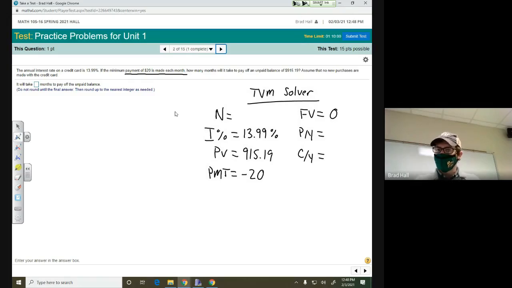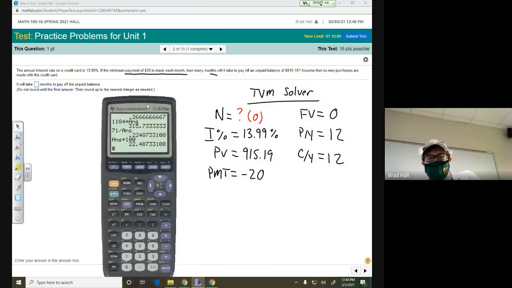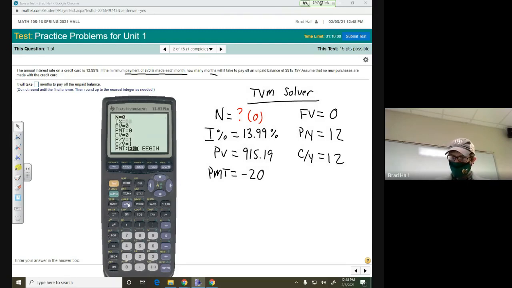And since everything's talking about months, each month, how many months, we can go ahead and put 12 and 12 for the last 2. And then capital N is what we're solving for. They want to know how many months it will take to pay this off at this rate. The bad news about TVM solvers is there are a lot of variables, but the good news is you have to do really no work after you select everything. Some people like it more, some people don't. Let's go ahead and put everything in.